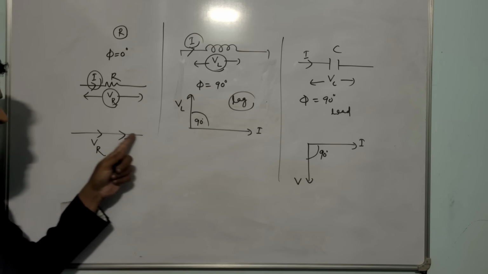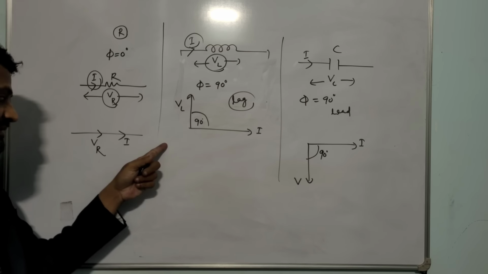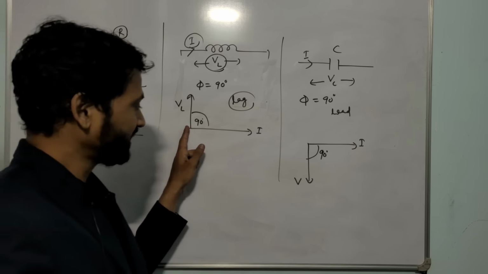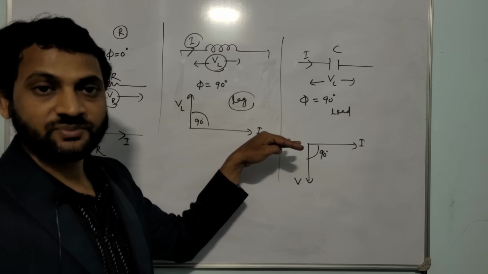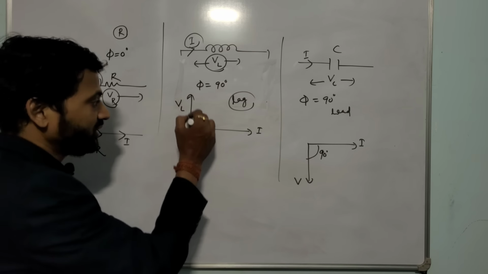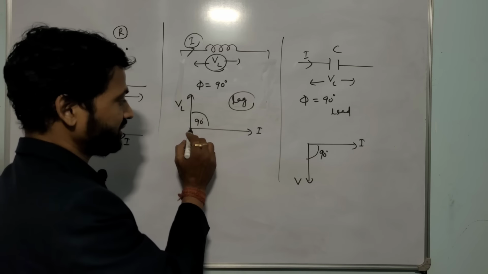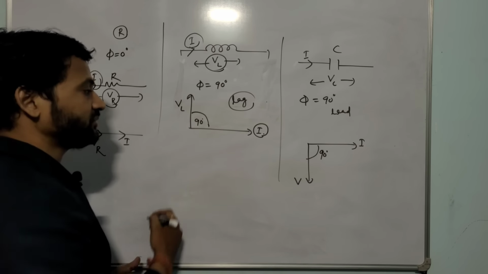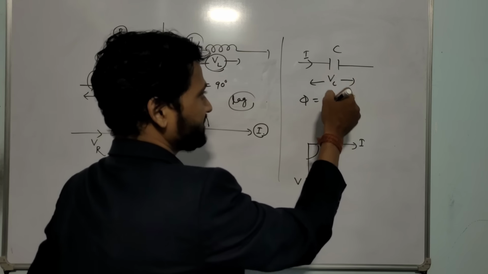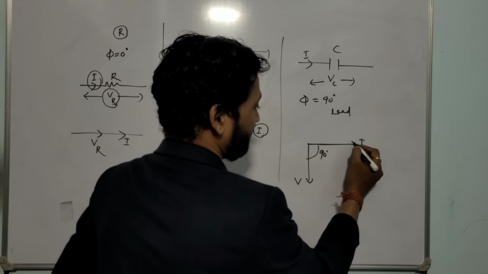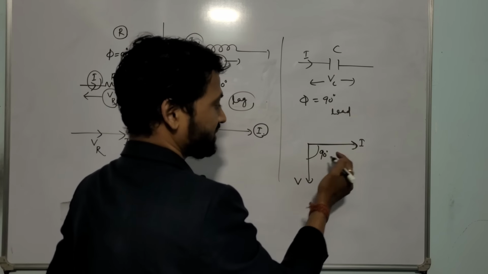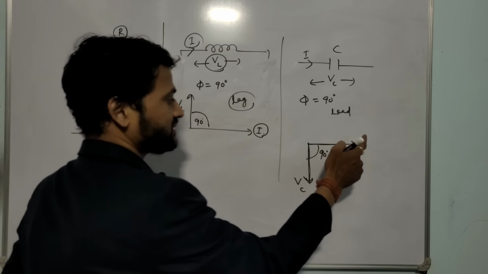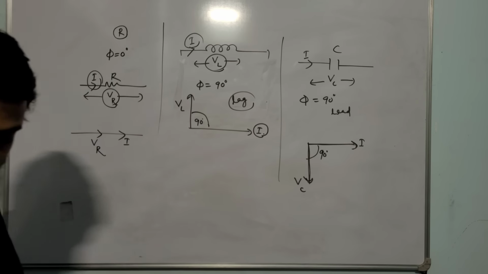I have taken current as my reference parameter, which will be on the x-axis. VR is in phase with current, so the phase difference is 0. In the second case, I have taken current as my reference parameter on the x-axis, and voltage makes 90 degrees with respect to current. But here current lags voltage by an angle of 90 degrees. In the third case, if AC is given to a capacitor, I have taken current as my reference parameter on the x-axis. So here it will be VC, the voltage across the capacitor. In this case, we can say current leads voltage by 90 degrees.